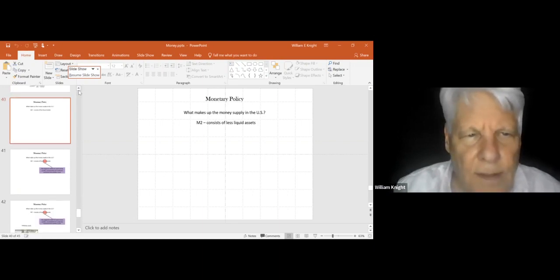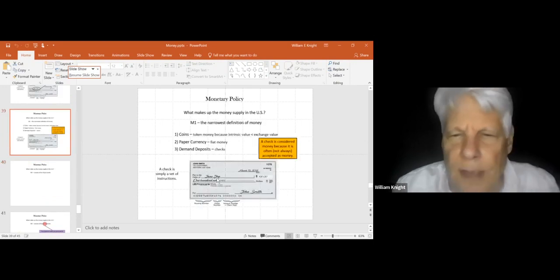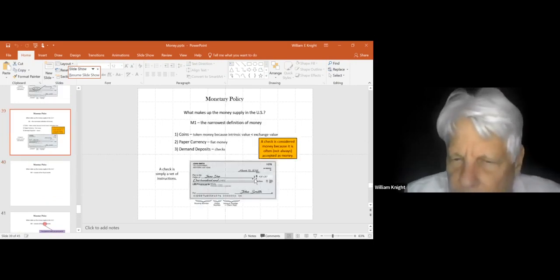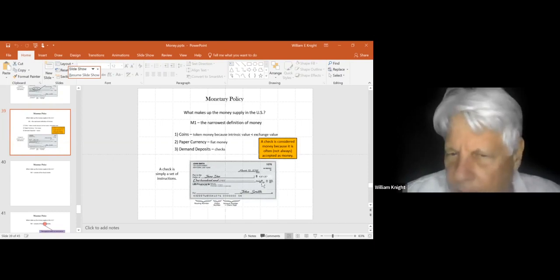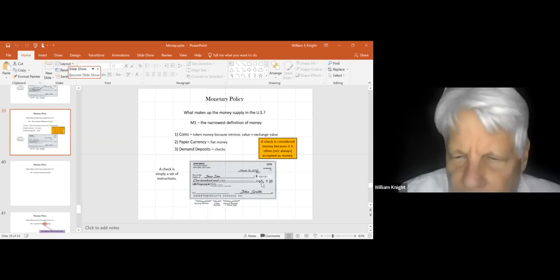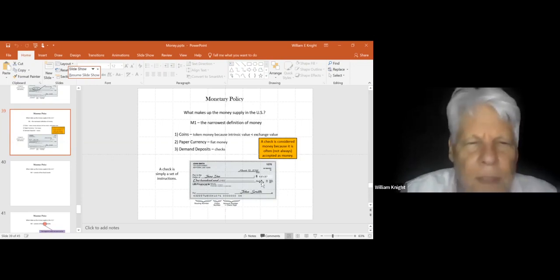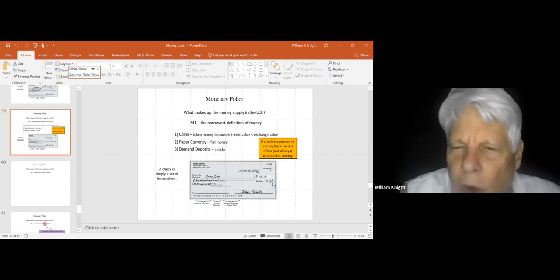You take this check, somebody writes you a check, and you can take it to the bank and on demand exchange that for $100 worth of government issued money. Now you don't have to pound your fists on the table or anything like that. You can be polite, but you on demand, you can exchange that for government issued money.